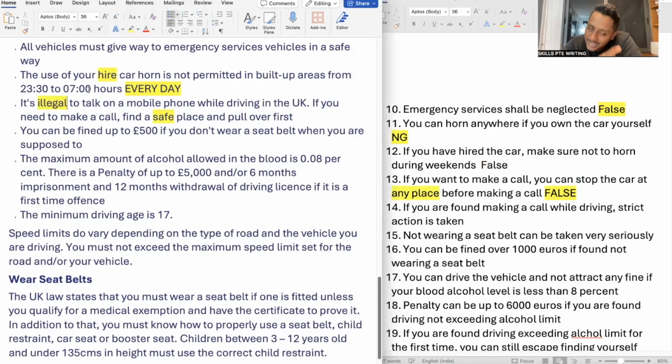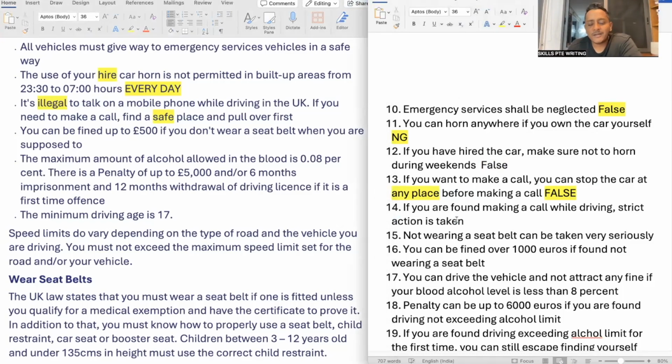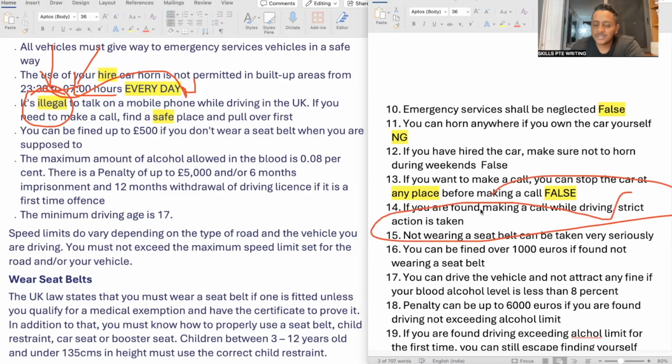But here it is illegal to talk on a mobile phone. Means action, whatever. Strict is a metaphor probably over here. Action will definitely be taken because it's illegal. 100% strict action will be taken because it is illegal to talk on a mobile phone. They have given as per the law. It is a crime, it is against the law. That means obviously action. What kind of action we don't know, but definitely some action will be taken.